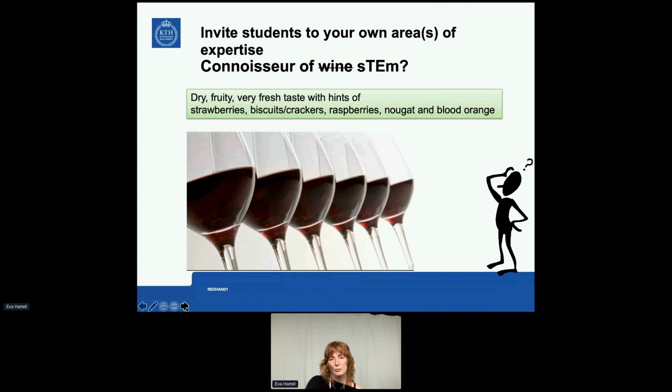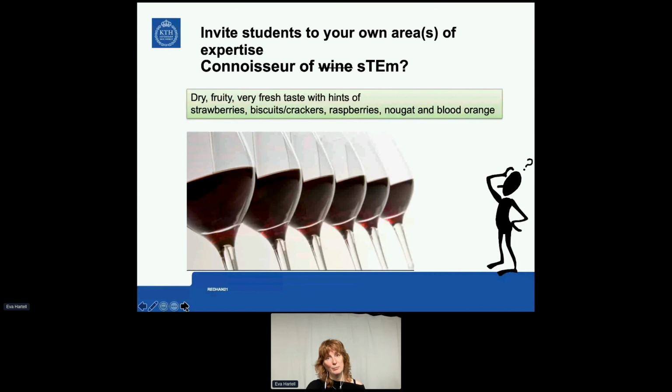You can be a wine connoisseur, but can you also be a STEM connoisseur, perhaps? Can we talk about this? We, as a professional group of teachers, we need to talk about and try to put words on our expertise. We know a lot of things. We could easily, at least say this is a good piece of work, but it's much more difficult to express that in words.